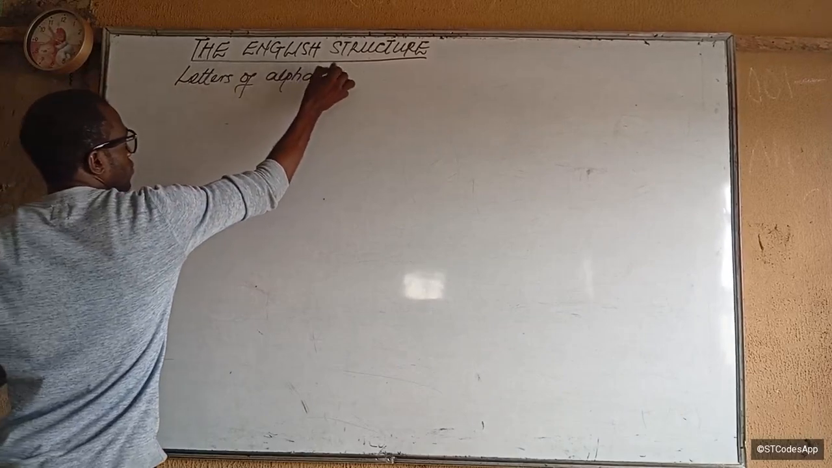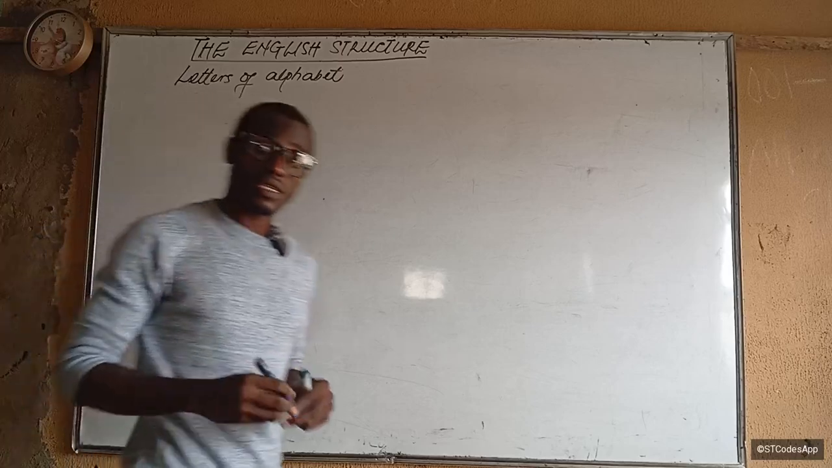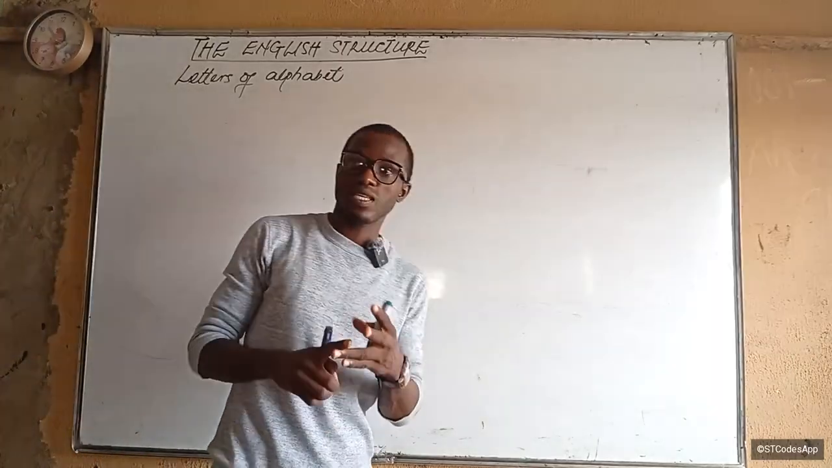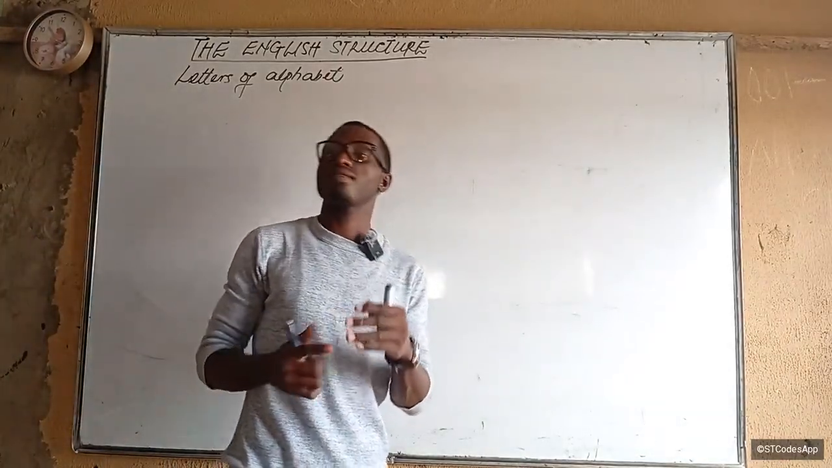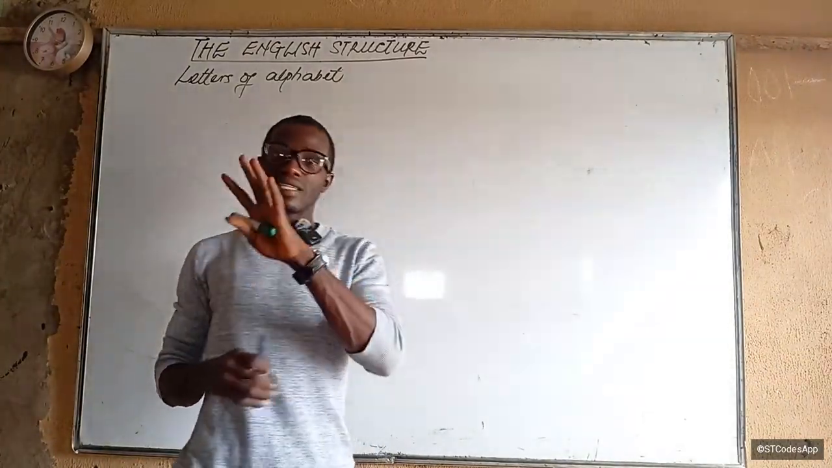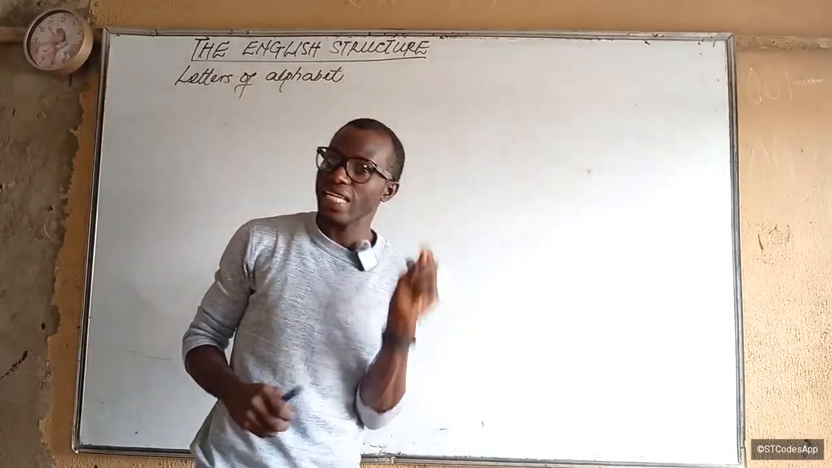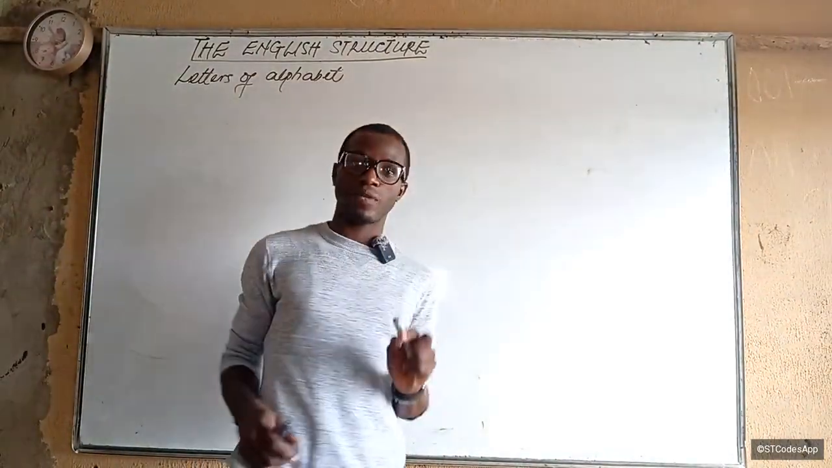So what do we mean by that? We mean the 26 letters. Of course, we have A, B, C, D to Z. Is that clear? So that's the smallest English structure, the letters of the alphabet.